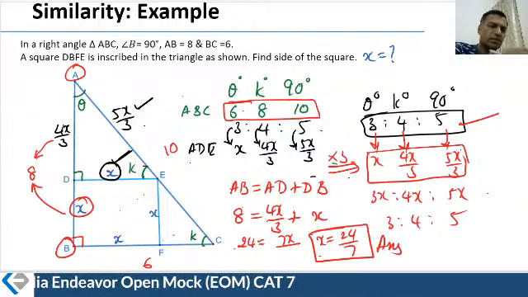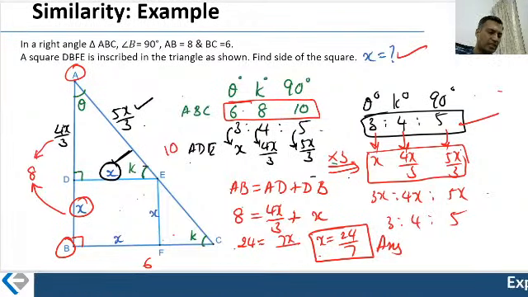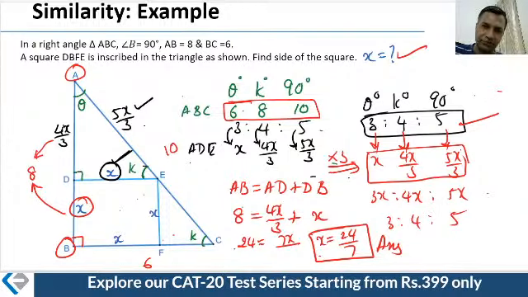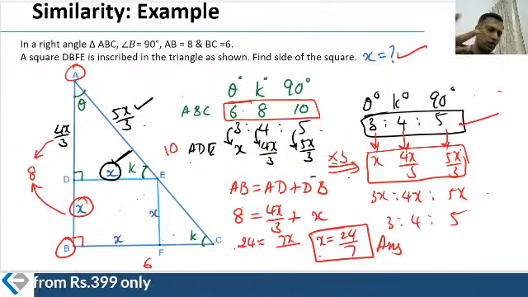Why is that the required answer? Because that's what I was trying to find out. X is nothing but the side of the square, which is 24 by 7, which is about 3 point something. 3.5, very close to that. All of you got the perspective on this.